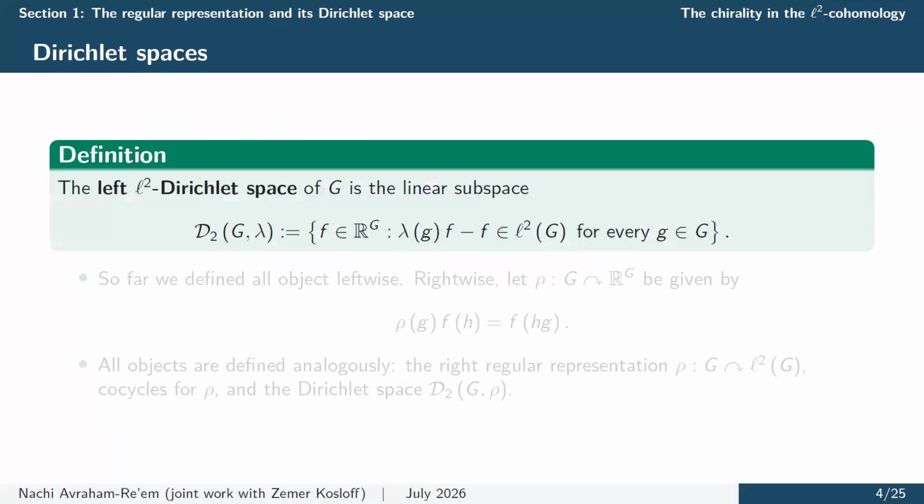Okay. So let us consider now the space of cocycles. I'll call it, because of the left regular representation, the left L2 Dirichlet space of G. It's the linear space of all functions in R to the G which satisfy what I asked before, which is that the difference between the original function and the function translated from the left by some group element is in L2. I denote it by D2 of G with respect to lambda. And this is a vector space, a subspace of R to the G.